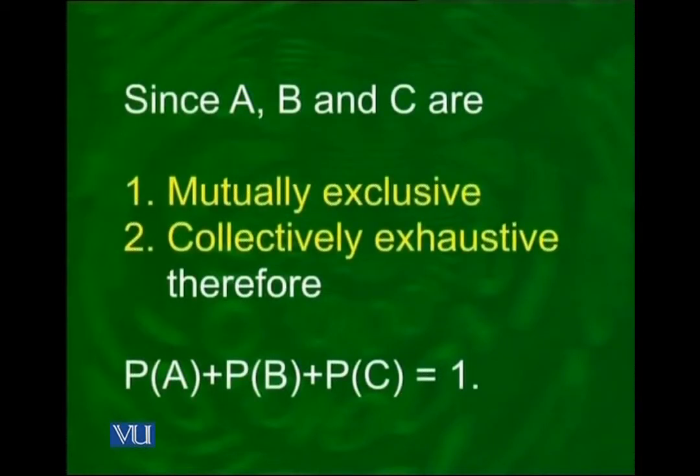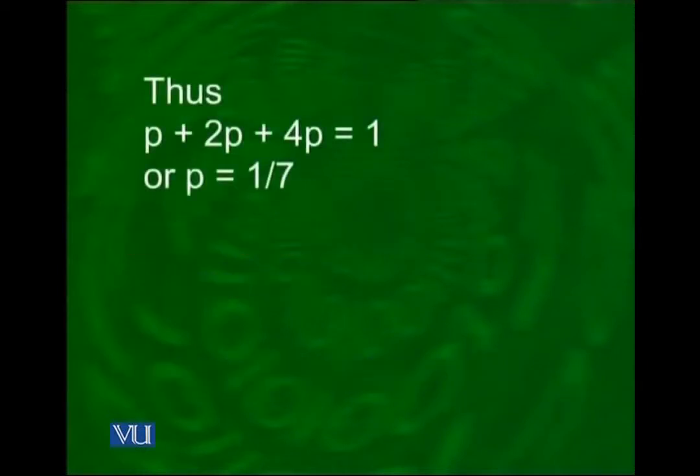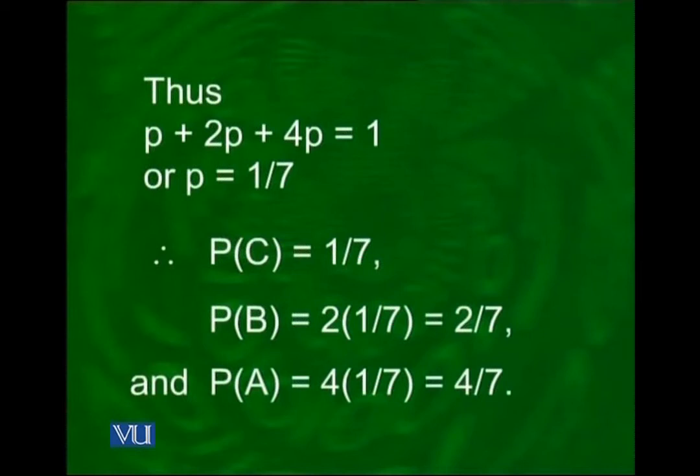Since A, B, and C are mutually exclusive and collectively exhaustive, therefore, the sum of their probabilities must be equal to 1. And applying this condition, we obtain p plus 2p plus 4p equal to 1. In other words, 7p is equal to 1, or p is equal to 1 by 7. But if p represents the probability that C wins, so we have the probability of C winning equal to 1 by 7, the probability of B winning equal to 2 times 1 by 7, and that is 2 by 7, and the probability that A wins comes out to be 4 times 1 by 7, that is 4 by 7.